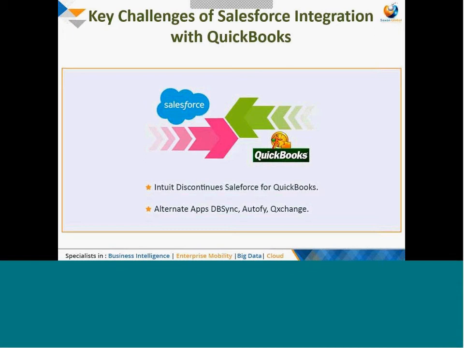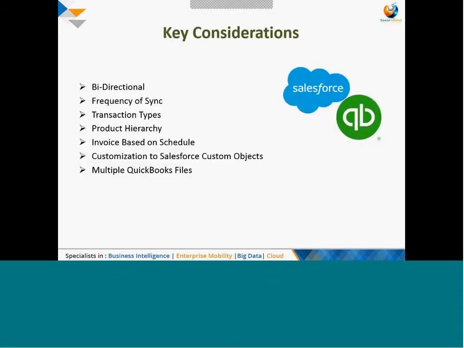But what we need to consider when we are going for these apps? What are the key considerations of integrating QuickBooks with Salesforce? We need to have a bidirectional flow of data, that is from Salesforce to QuickBooks and QuickBooks to Salesforce. And how frequently is the data going to sync? The frequency of syncing should be 5 to 10 minutes. Select an app where the frequency of syncing is just within 5 to 10 minutes and which supports different transaction times. The app should support the product hierarchy of your company.